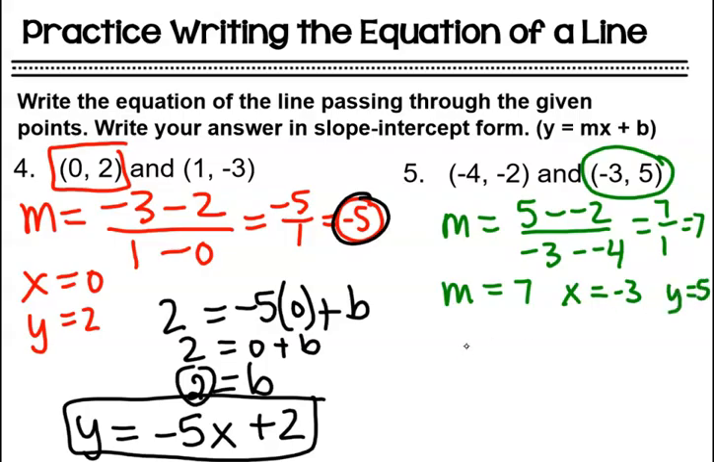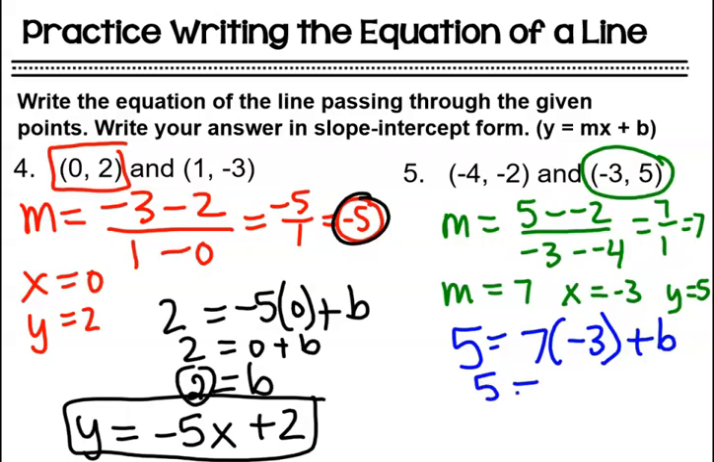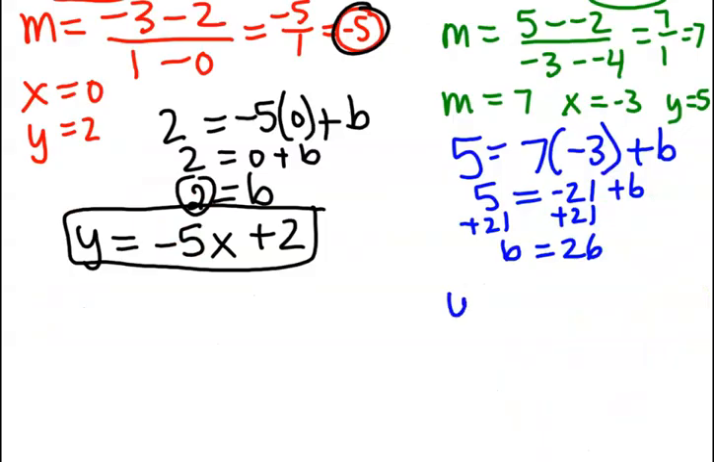Now when I erase and replace the letters in my slope-intercept equation, my y value is 5, my m value is 7, my x value is -3, my b is unknown. I compute, and then I solve for b. So b is equal to 26. Now when I write in my equation, my m value is 7, my b value is 26.